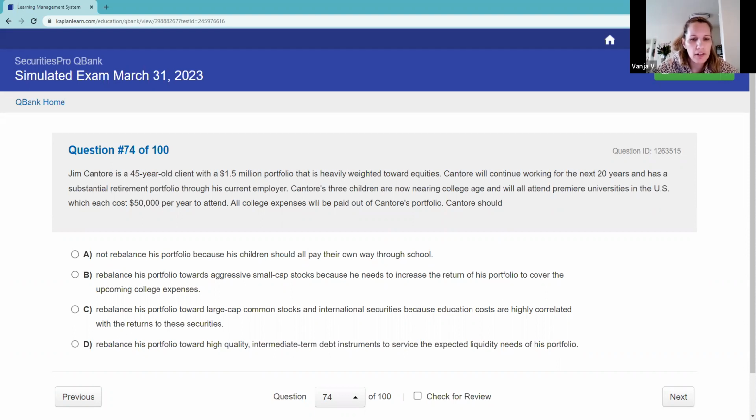Rebalance his portfolio towards aggressive small cap stock because he needs to increase the return of his portfolio to cover the upcoming college expense. Rebalance his portfolio toward large cap common stock and international securities because the education costs are highly correlated with the returns of those securities. Rebalance his portfolio toward high quality intermediate term debt instruments to service the expected liquidity needs of his portfolio.